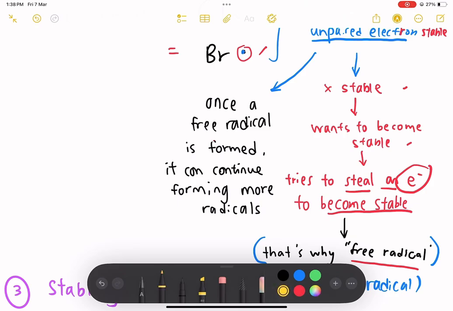Another thing that you must take note of is that once a free radical is formed, it will continue forming more free radicals. So let's say if you form one free radical Cl with this dot, it will continue to form more until it stops.